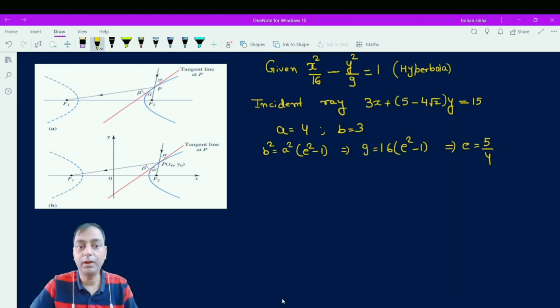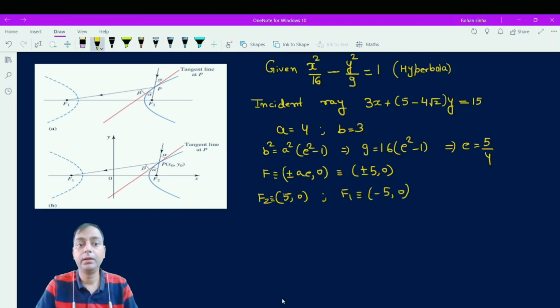So what about the foci of the hyperbola? We know that the coordinates of the foci are (±ae, 0), so this equals (±5, 0). So F2 here is (5, 0), and F1 is (-5, 0). Simply mark F1 and F2 in this figure. We find F2 is (5, 0) and this is (-5, 0).